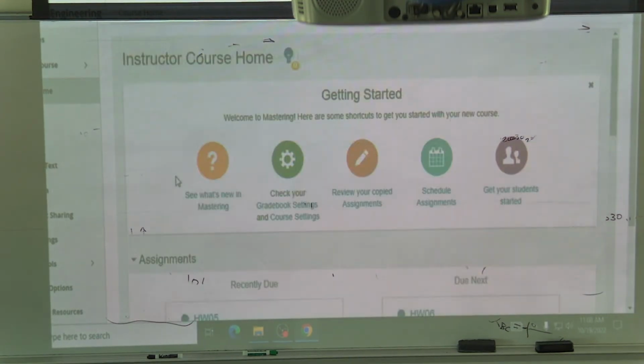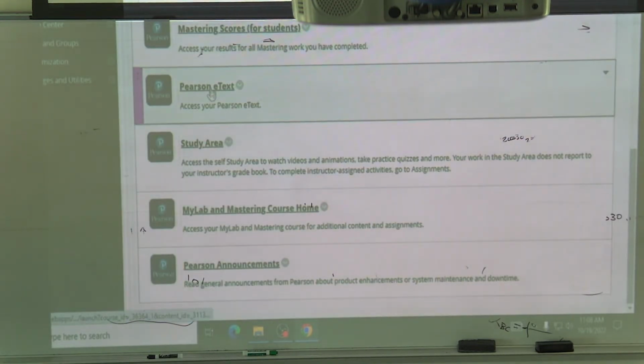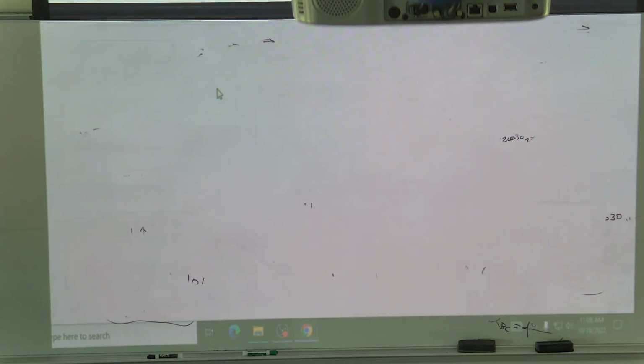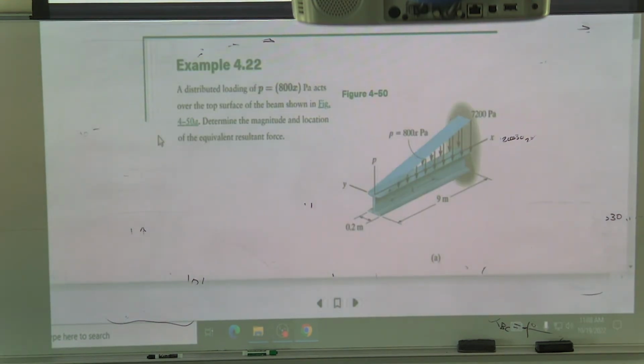Okay, wait a minute. I didn't want to go there. I wanted to go to the textbook. Where did the textbook go? There it is. Okay. All right.